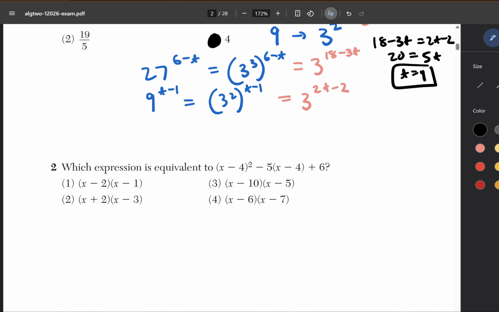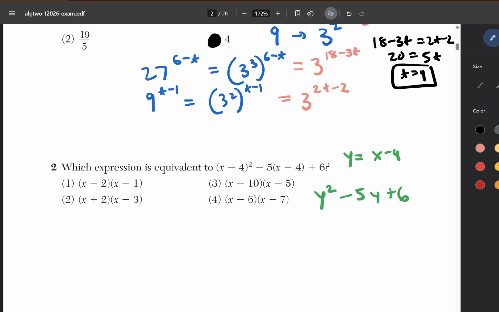Next here what we have is the following question. Which expression is equivalent to x minus 4 squared minus 5 times x minus 4 plus 6? So what I notice now is that this follows the following format. Let's say y was equal to x minus 4, just a separate equation. I can substitute y into this equation, and it would be y squared minus 5y plus 6.